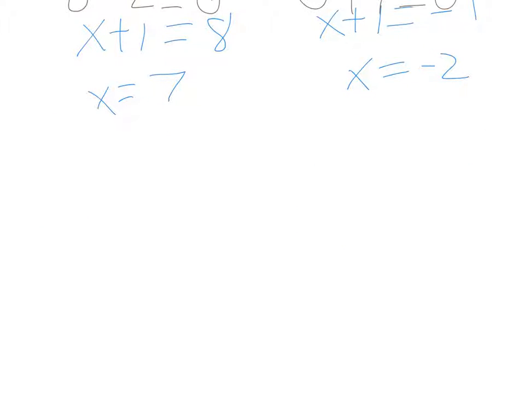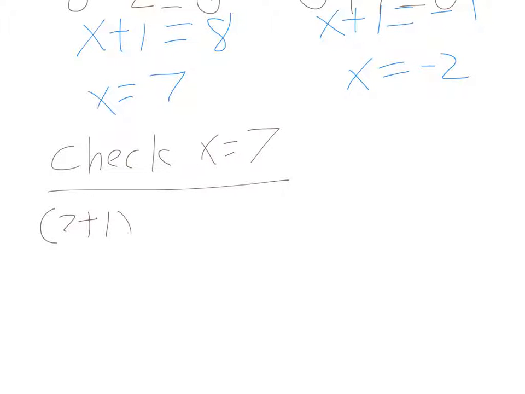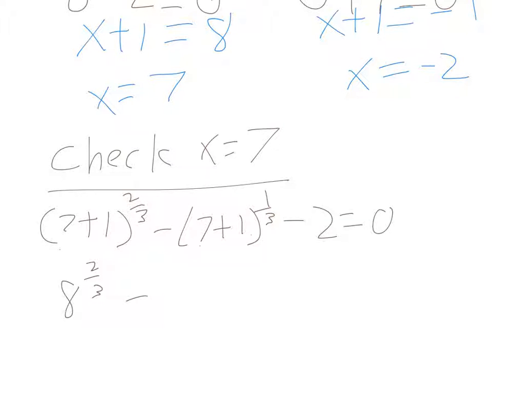So let's go ahead and check x equals 7. Instead of x plus 1, it'd be 7 plus 1 raised to the 2/3 power, minus 7 plus 1 raised to the 1/3 power, minus 2 is equal to 0. Now 7 plus 1 is 8 raised to the 2/3, minus 8 raised to the 1/3, minus 2 is equal to 0.